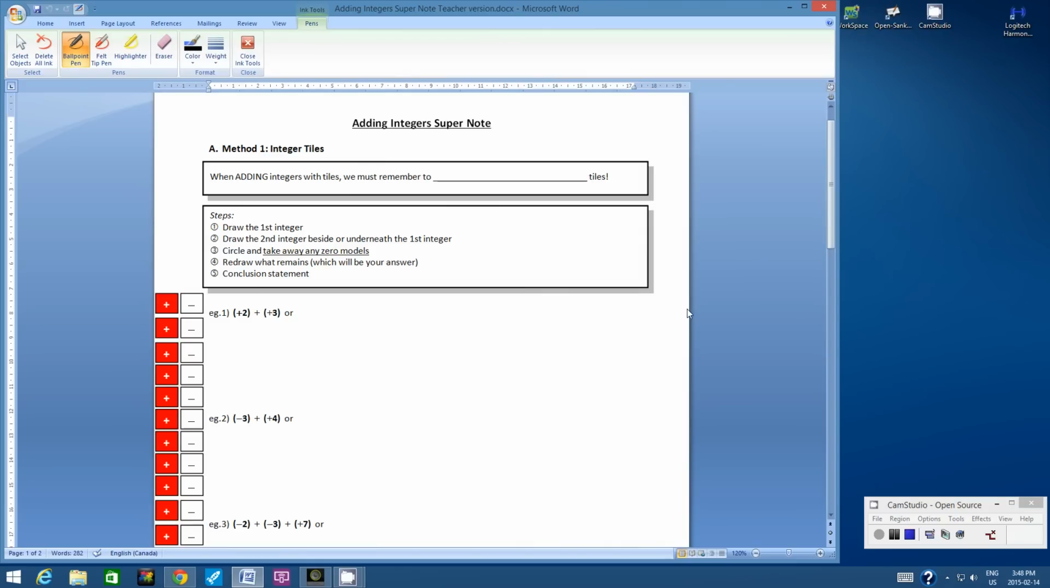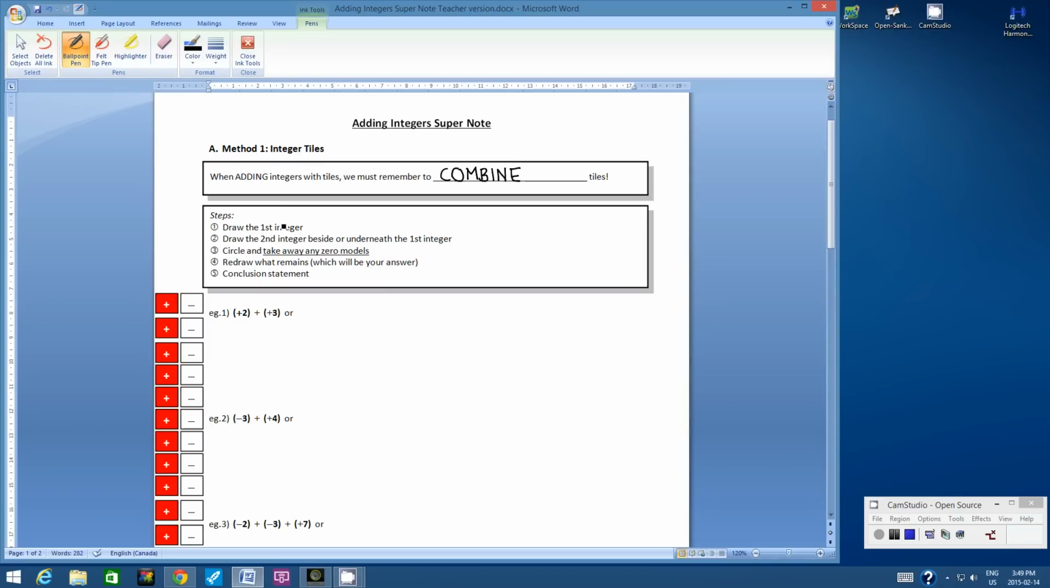We're going to look at Part A, Method 1, Integer Tiles. So let's start with the note. When adding integers with tiles, we must remember to combine tiles. So this is going to be very important when we work with integer tiles. Okay? So these are the steps.